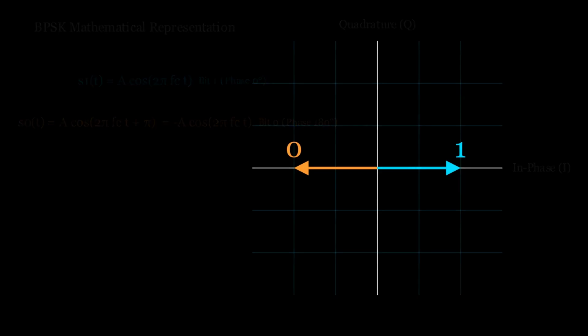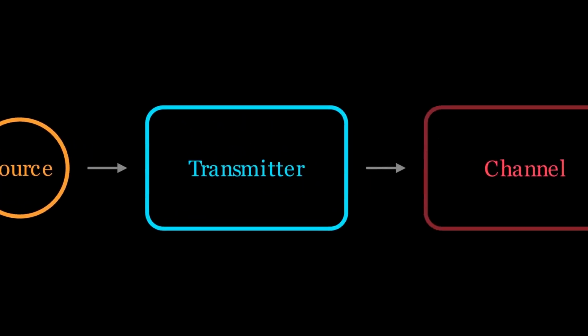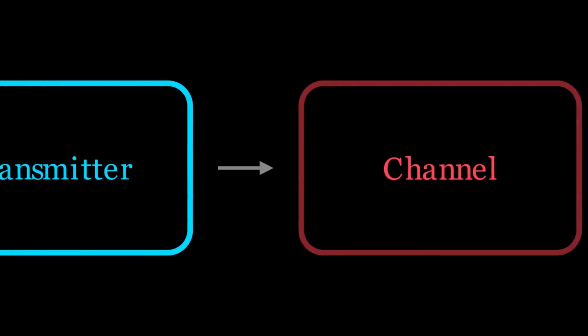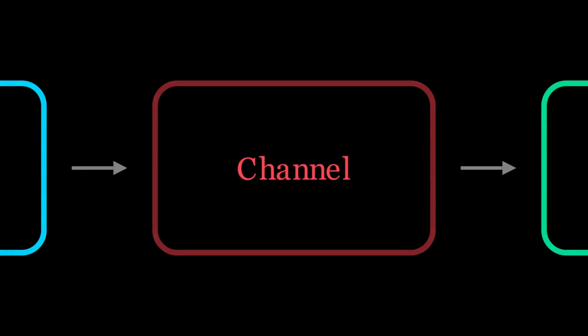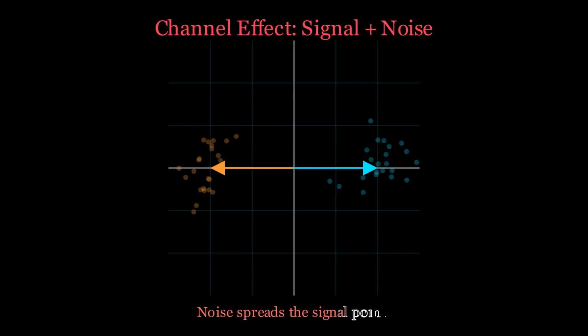Now, we must introduce the craziest part of our story, the channel. In the real world, signals are never perfect. Thermal noise adds random interference to our transmission. Geometrically, this noise doesn't just nudge the signal, actually, it scatters it. Instead of landing on that perfect 1 or 0 point, our received signal lands somewhere within a cloud of probability surrounding the target.